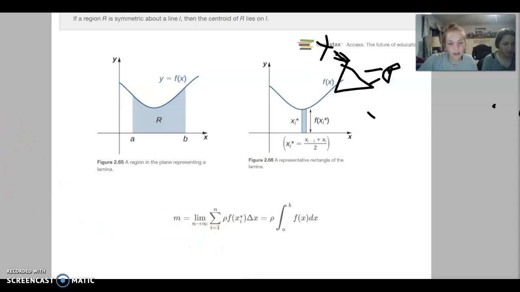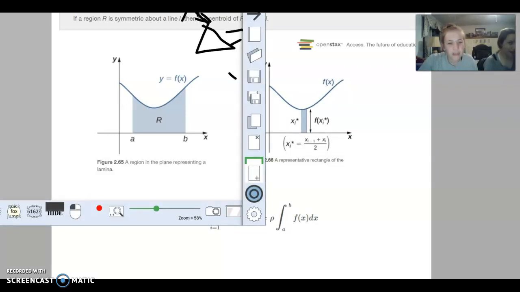And then you have to get that thing. Anyways, I'm pretty sure all of that goes into this graphing equation. Figure 2.65 is a region in the plane representing a lamina. I'm not sure what a lamina is, but it sounds like a car or an animal. What's a lamina? Right there. It's a lamina.